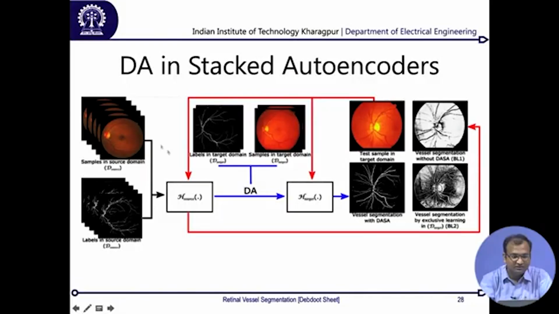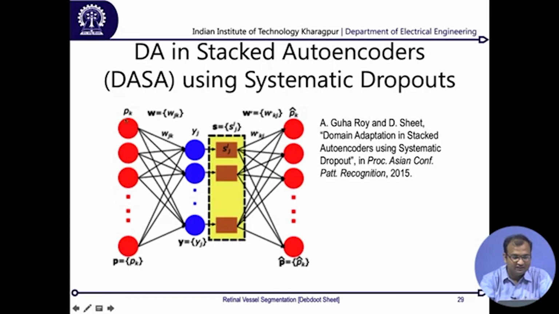Now within a stacked autoencoder, the basic idea is incorporating something called a dropout function, or what we call systematic dropout. The modification is something like this. In a typical autoencoder, you have your input layers, your hidden layers, and then your output layers, and you train it such that the input can be replicated as the output, and that's the basic autoencoding principle. The problem is that if you want to adapt it, then what we do is we put something called switch layers in between.